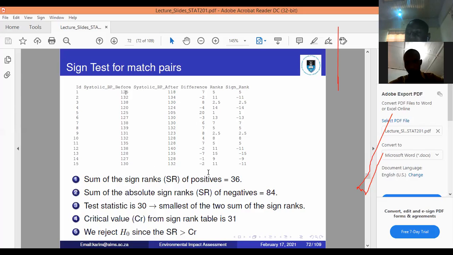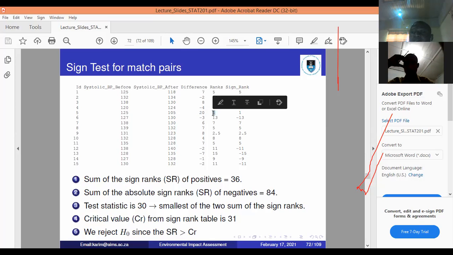Now let's rank the differences. The highest value in the difference will take rank 1. So the highest value in the difference is 20, isn't it? So the rank of that will be 1.